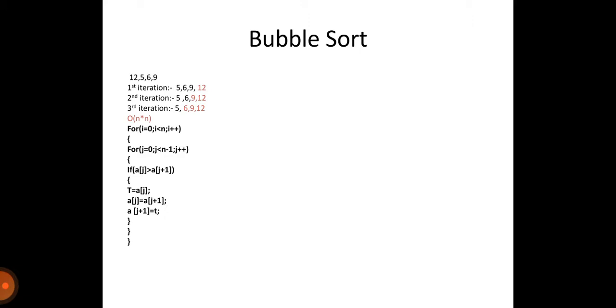We have to repeat this exchanging and comparison process from start to end how many times? N minus 1 times. We start from the starting position and compare the current element with the next, and this process will give you the array in sorted form after the last pass. As you can see, in the first iteration 12 is compared with 5.